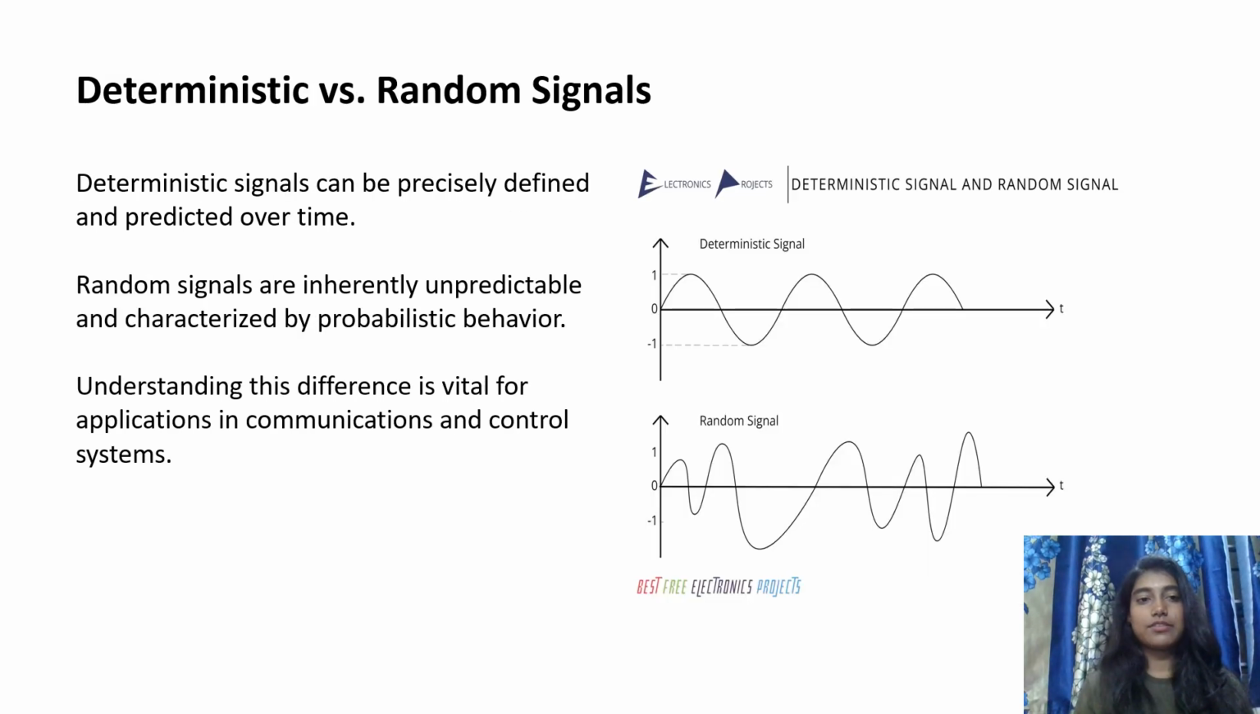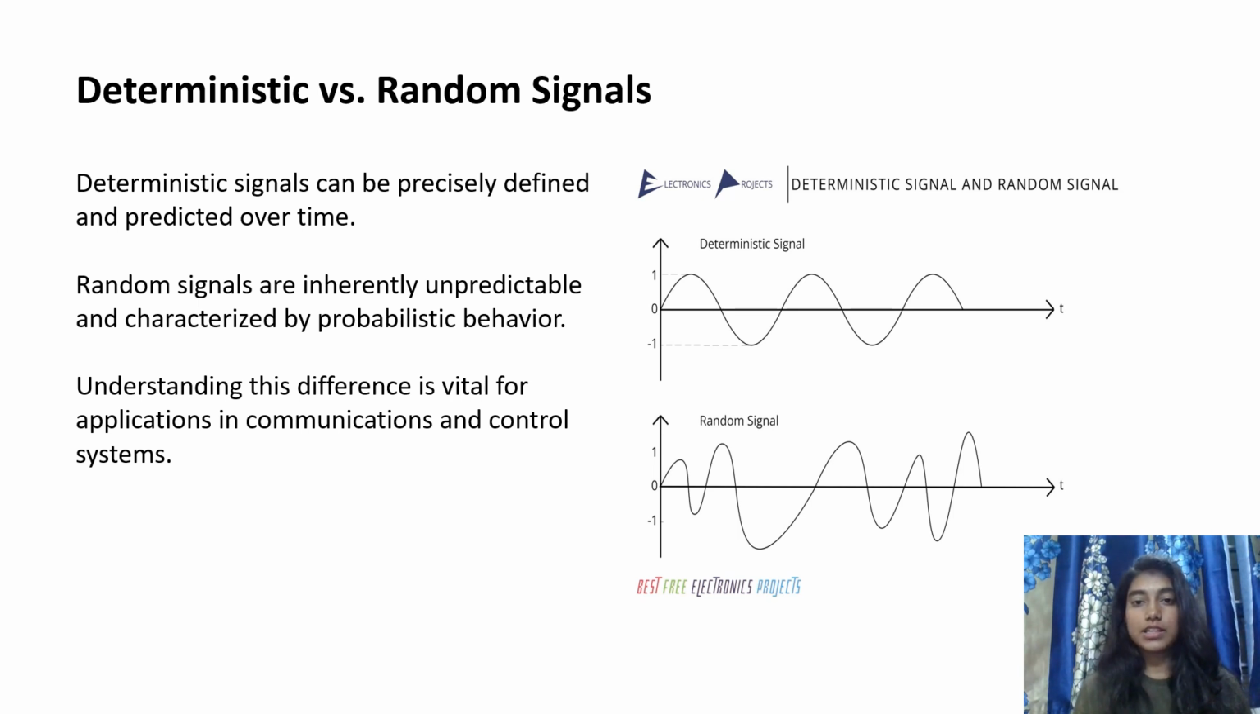Next one we have deterministic versus random signals. Deterministic signals can be precisely defined and predicted over time. Random signals are inherently unpredictable and characterized by probabilistic behavior. Understanding this difference is vital for applications in communications and control systems.